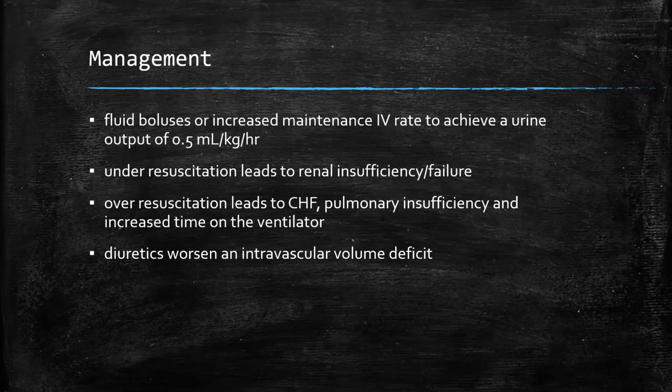Our ultimate goal here is to try to get an adult patient to a half a cc per kilogram per hour. In smaller children, we're generally shooting for a little bit more urine output, usually a cc per kilogram per hour. As we know, if we underdo this, our patients will have poor organ perfusion. In particular, their kidneys will start to fail if we're not careful.